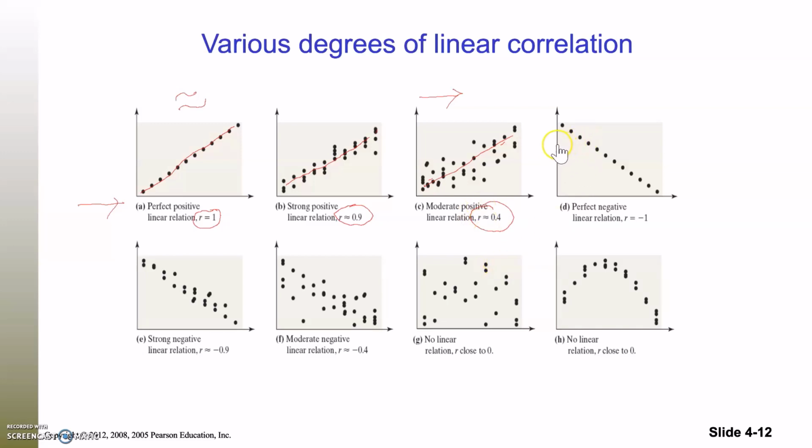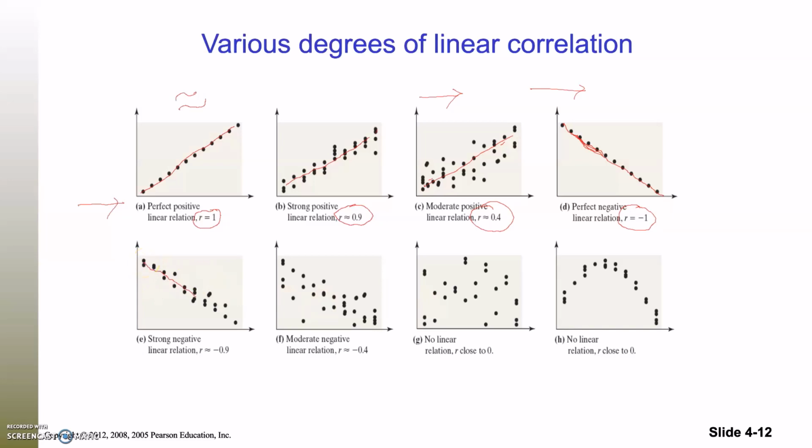Now we change the direction. Look at that. These black dots are perfectly on this line, right? And if you move from left to right, the line is going down. So this is called a perfect negative correlation, and look at the value of R. It's a perfect -1.